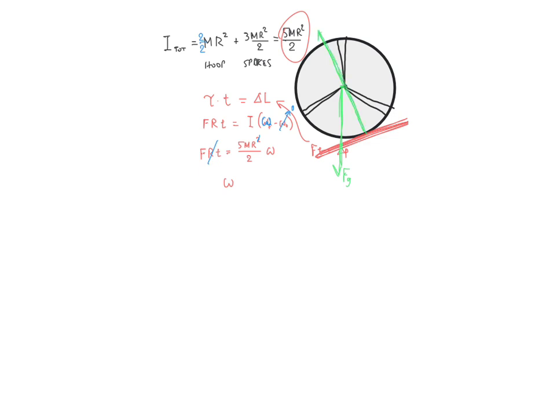So that is going to be an arrow, which is the Fn. And then finally, there's going to be a frictional force. Now, which way is the frictional force going? Well, we know it's parallel to the surface. So is it going up the ramp or down the ramp?